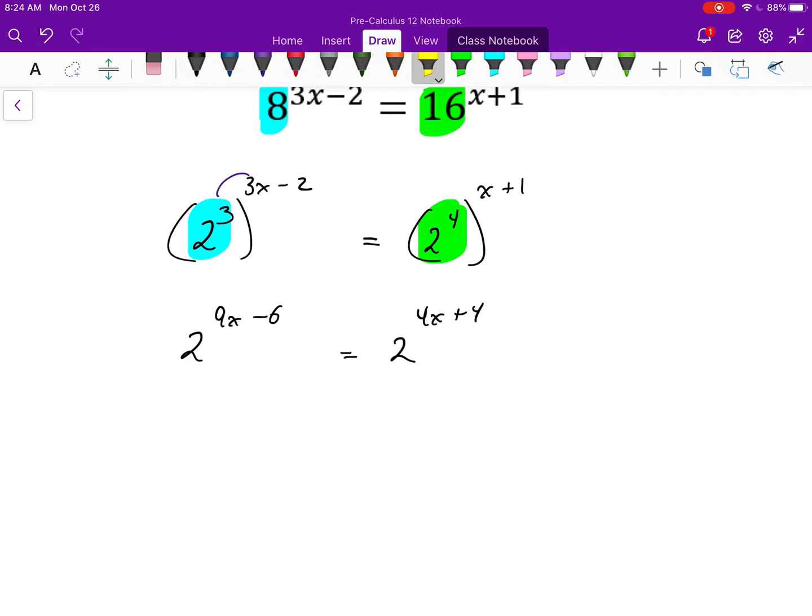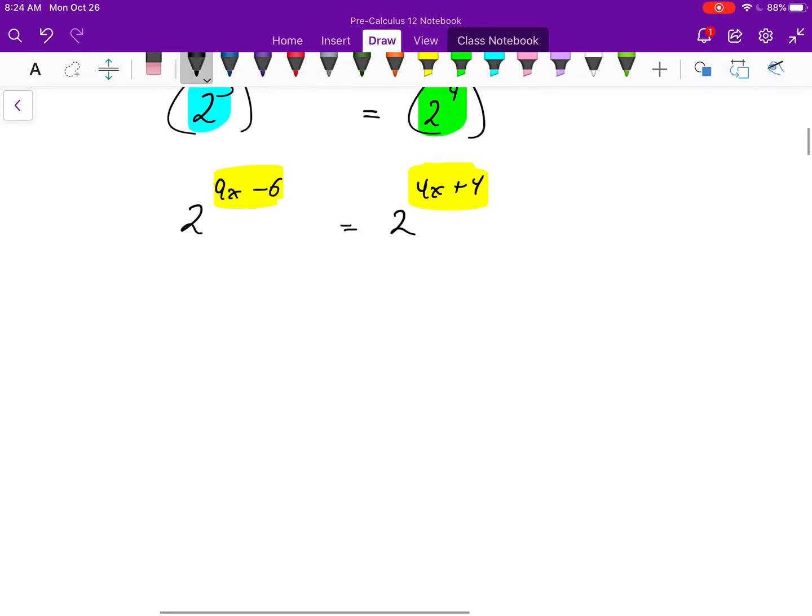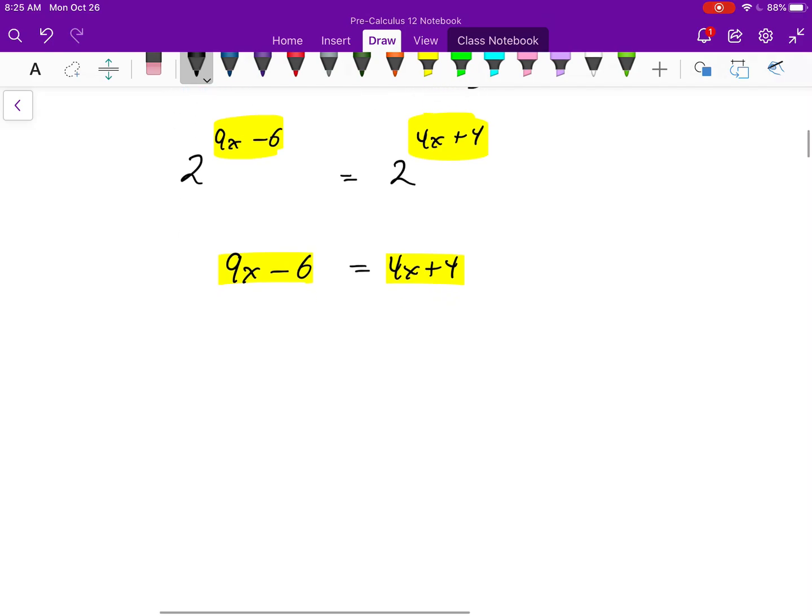So if I want to solve this equation, the only way I can make this side equal to this side is if the exponents equal one another, because I've already made the bases equal. So at this point, I can just focus on making 9x minus 6 equal to 4x plus 4. Which, in a couple quick steps, you get to x equals 2. Subtract 4x from both sides, add 6 to both sides, something like that. Lots of options to get there.